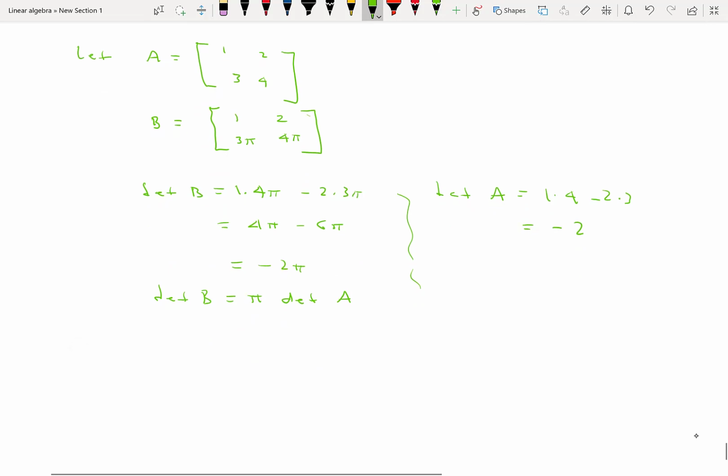Okay. It's essentially saying that here's the determinant of B: 1, 2, 3 pi, 4 pi. You can factor out constants from single rows, not from an entire matrix. Be careful, that's a big deal. From a single row.